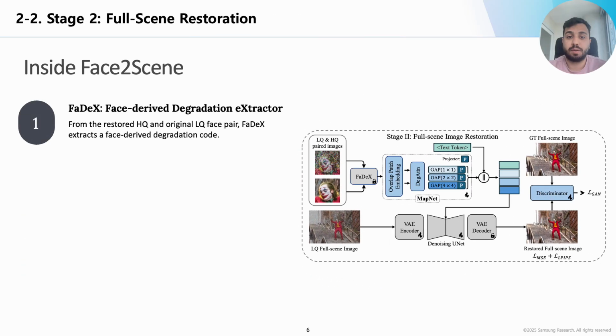Stage 2 uses the restored face to guide the entire scene restoration. FADE degradation extraction. We take the high-quality and low-quality face pair and extract the face-derived degradation code. FADE is trained using contrastive learning.